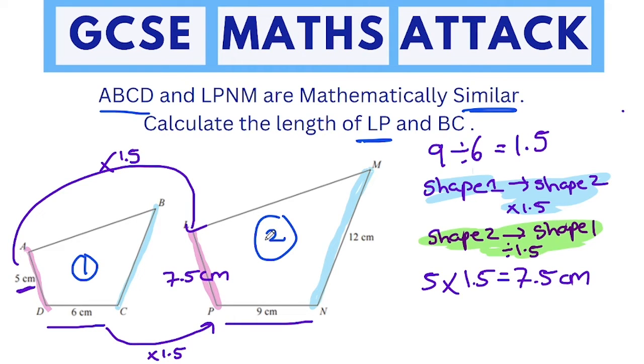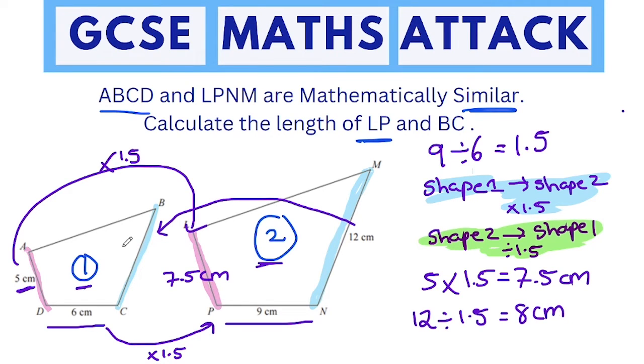Now, in order for me to work out BC, I know that I'm going backwards. If I'm going from shape 2 to shape 1, I need to divide by 1.5. So I need to do 12 divided by 1.5, and that will give me 8 centimeters. So this length over here is 8 centimeters, which makes sense because the shape is getting smaller.